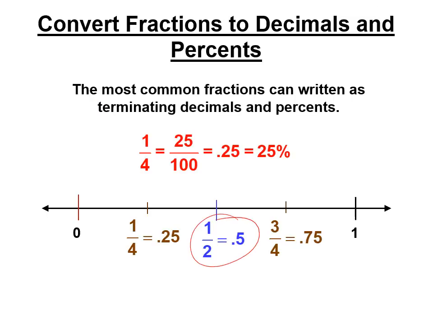I wanted you to memorize that 1/2 is 0.5 is 50%. 1/4 is 0.25, 25%. And if you've got those two memorized, you should also memorize that 3/4 is 0.75, 75%, right? 3/4 of a dollar is 75 cents. 1/4 of a dollar is 25 cents. Half a dollar, 50 cents.